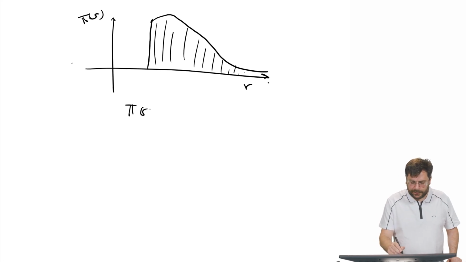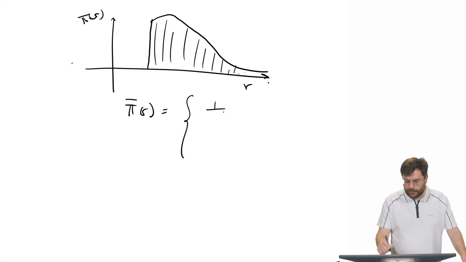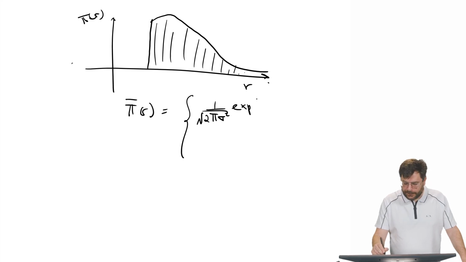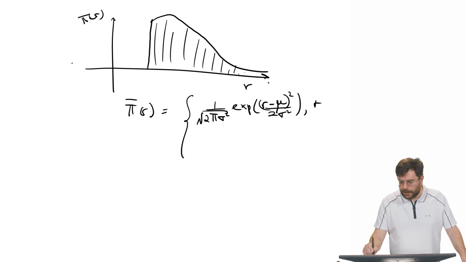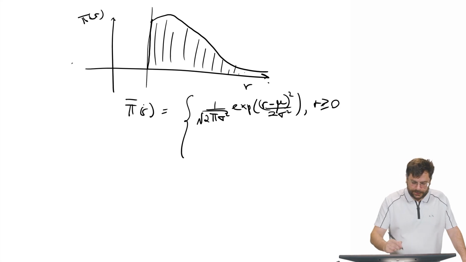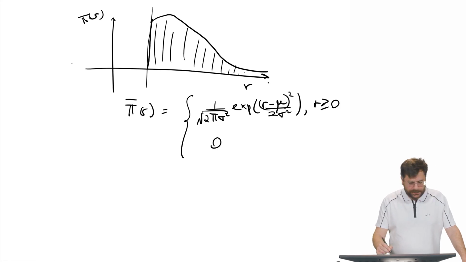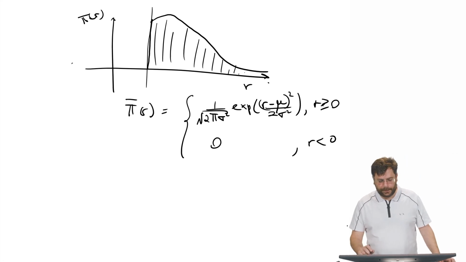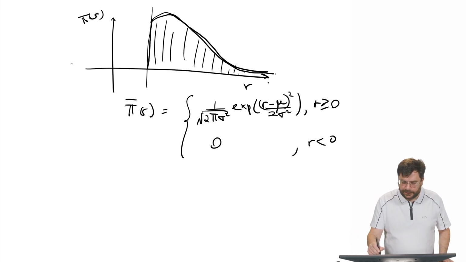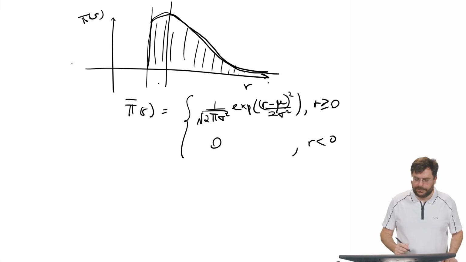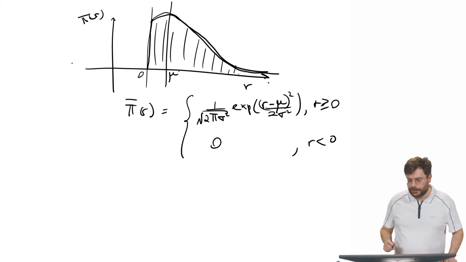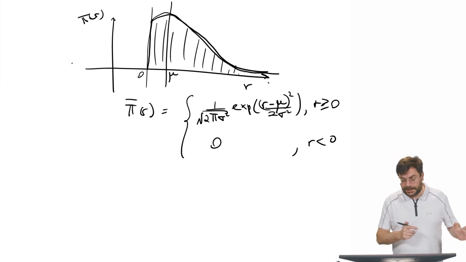So my pi of r, mathematically, and I should really say my pi bar of r, is going to be 1 over square root 2 pi sigma squared. It's just going to be plain old Gaussian, for some r greater than or equal to, let's say, 0. So maybe this here is the origin. And it's going to be 0 for r less than 0. So it's a Gaussian for r greater than 0. And maybe the Gaussian is centered at some positive value, right? So this is 0, this is mu. So the Gaussian is centered at some positive value, and it doesn't have a negative tail.